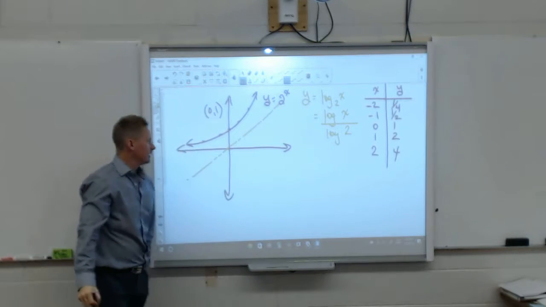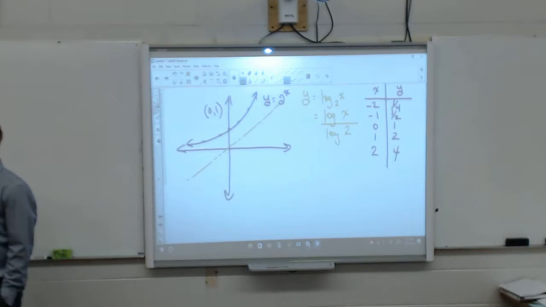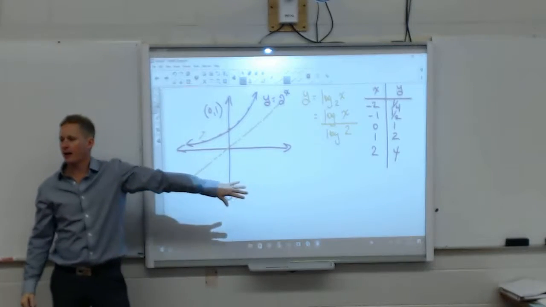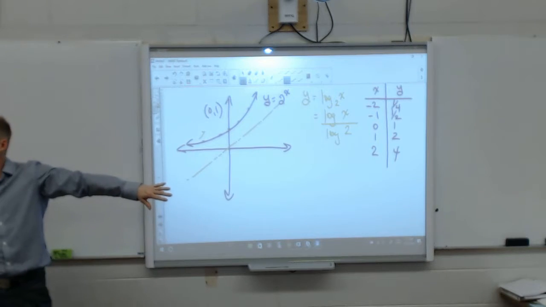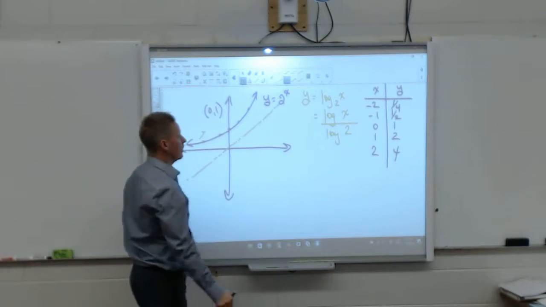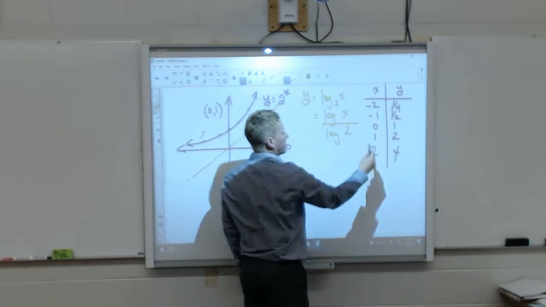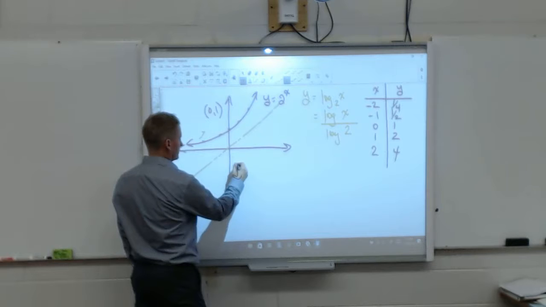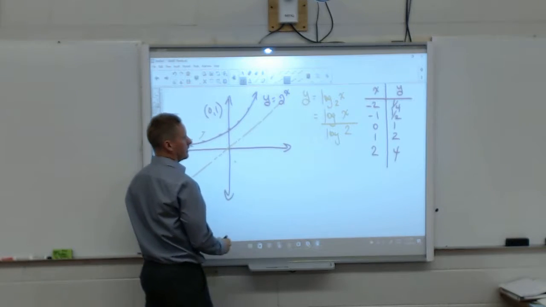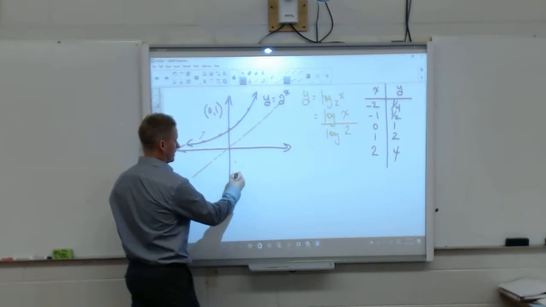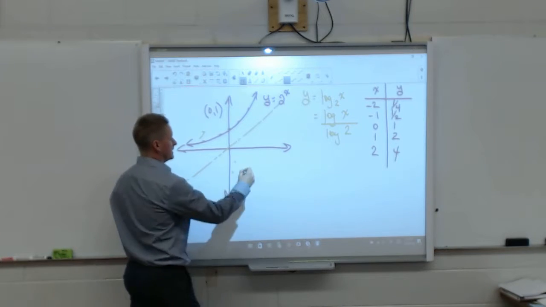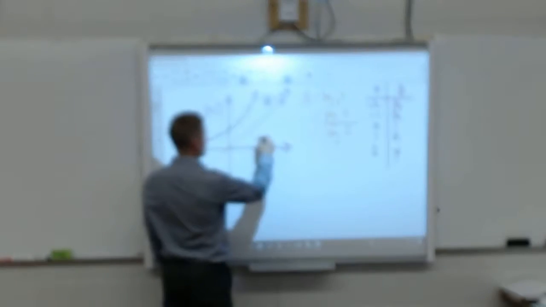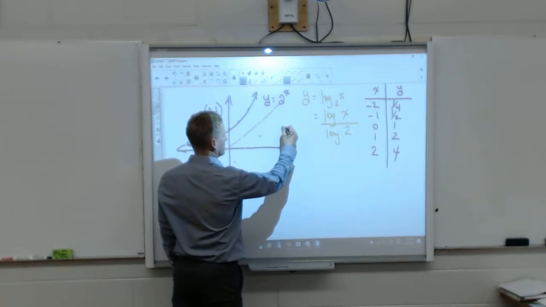The inverse, we switch the x and y values, but we also have to remember that it is a reflection over the y equals x line. Right? That's what the inverse function is. So let's take these values and switch them. So now I have 1/4 and minus 2, which is down here somewhere. I have 1/2 and negative 1 right here. 0 and 1 right there. 2 and 1 right here. And 4 and 2 right here.